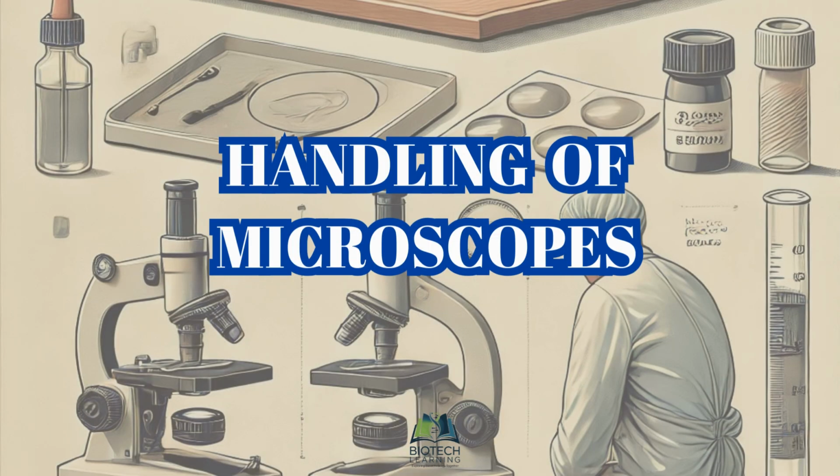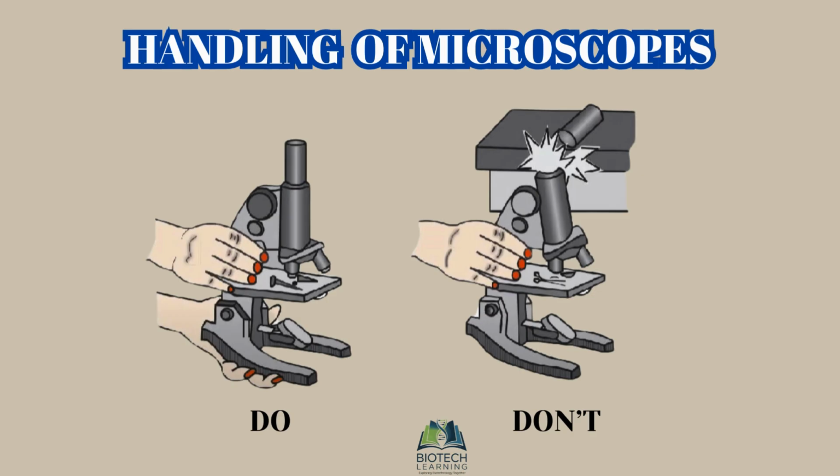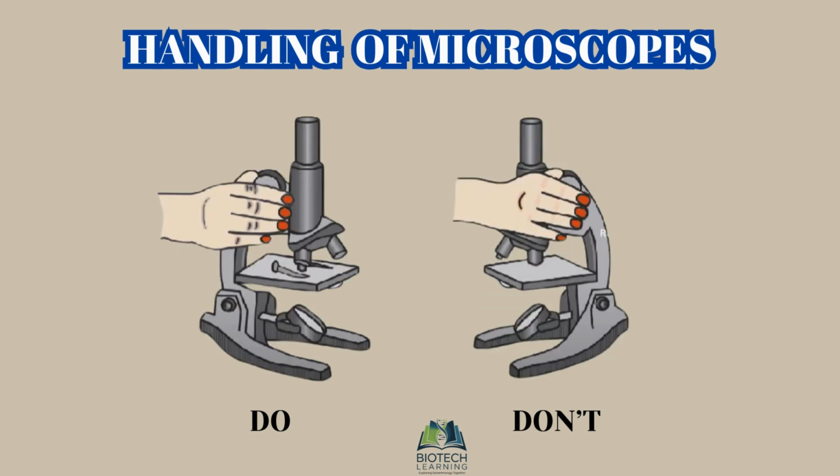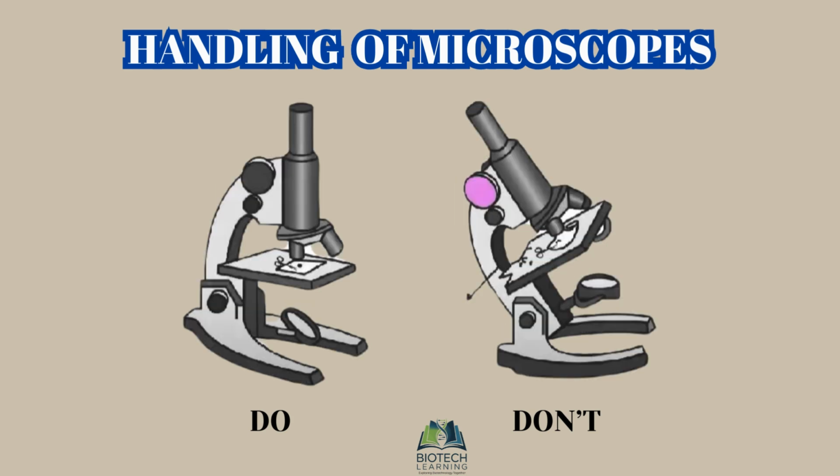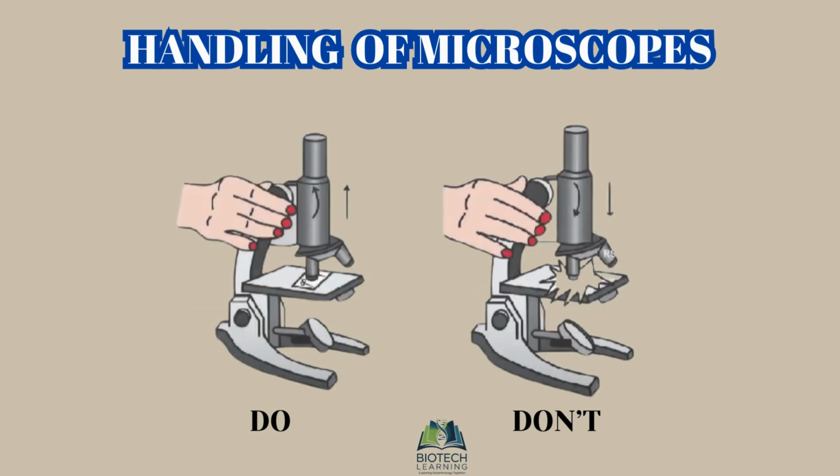Handling of microscopes. Always hold the microscope with both hands in an upright position while carrying. Don't hold the microscope from the vertical tube, and always work on it by standing behind the microscope. Keep the microscope in an upright position and do not move the stage in a slanting position. Be careful so that the objective lens should not touch the slide in any case.